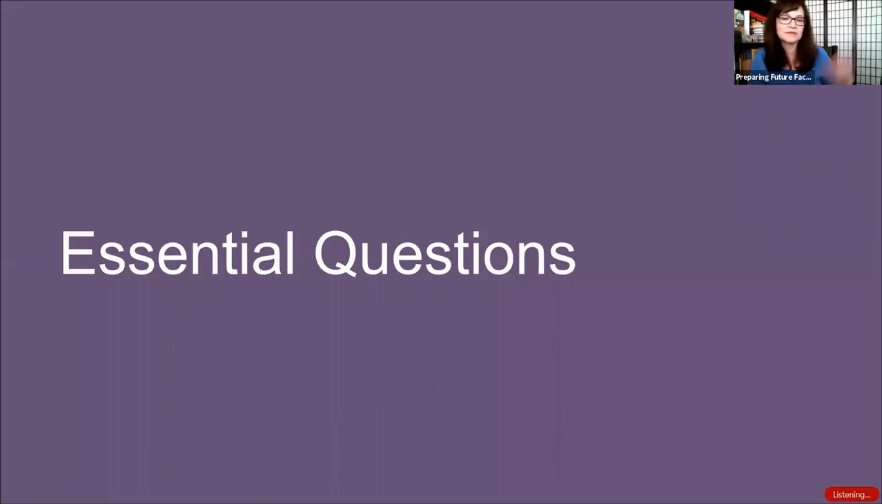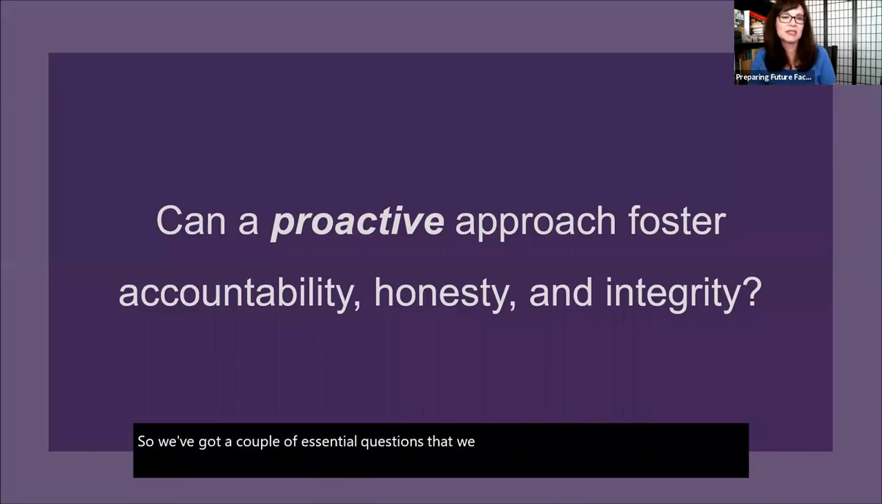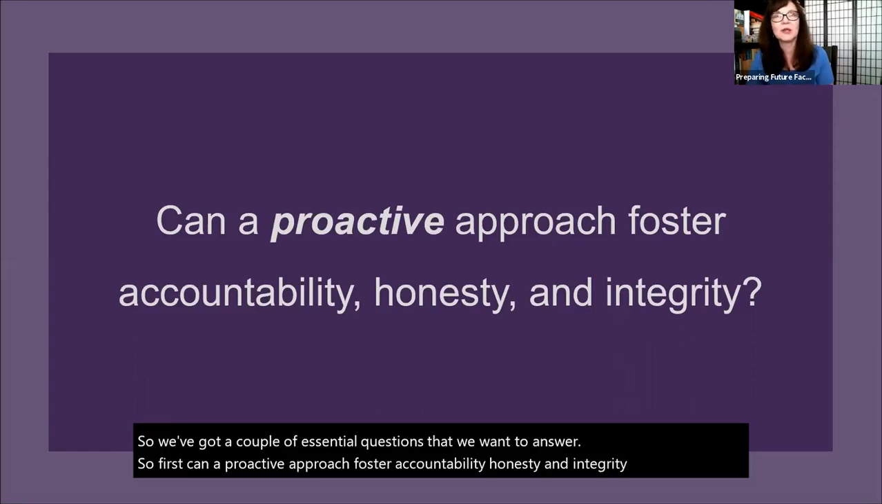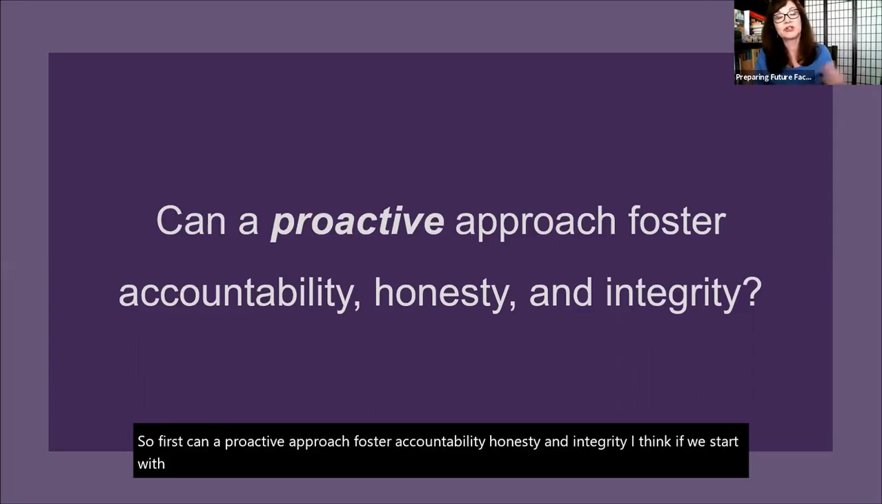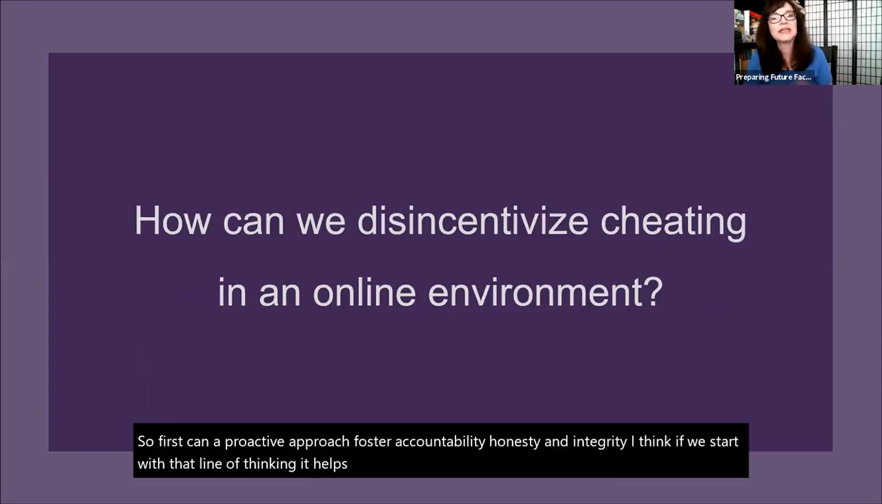So we've got a couple of essential questions that we want to answer. First, can a proactive approach foster accountability, honesty, and integrity? I think if we start with that line of thinking, it helps us shape the way we structure our courses, how we deal with our students, what methods of assessment we'll be using. Another question, how can we disincentivize cheating in an online environment? I want to focus on disincentivize rather than catch cheating or stop cheating or catch students cheating. I like to take a different approach.